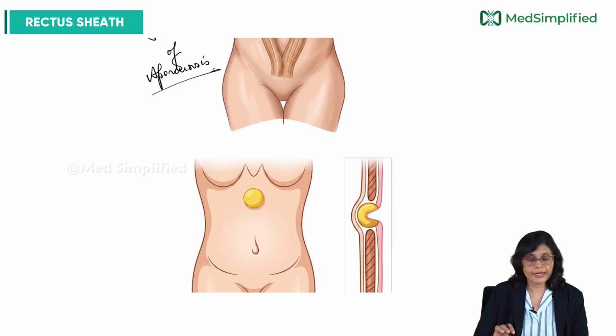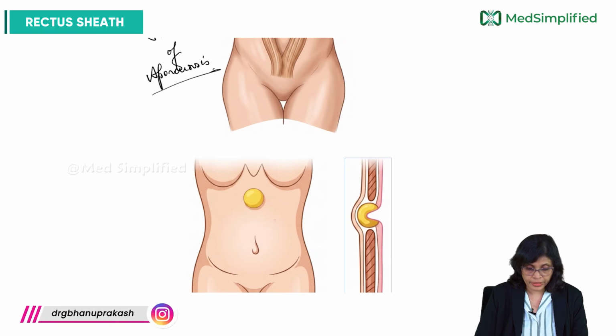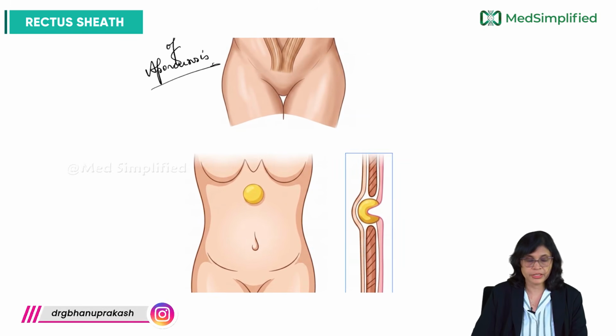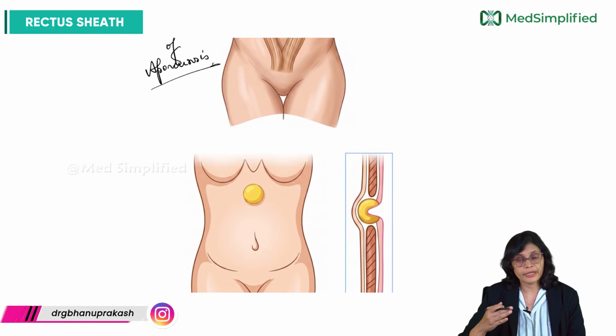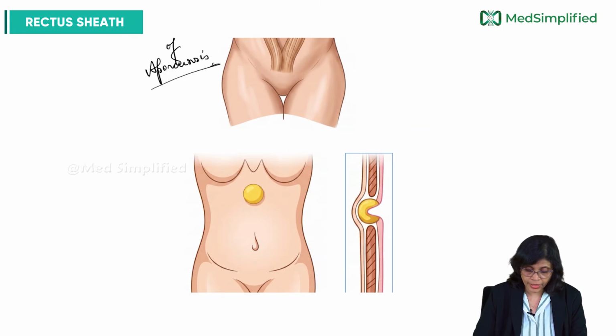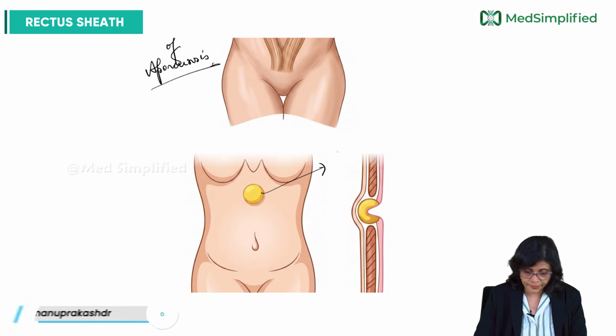And a hernial sac containing loops of intestine can protrude between the medial margin of the recti. The medial margin, that is near the linea alba, it can protrude. So that is what we see. This is known as an epigastric hernia.